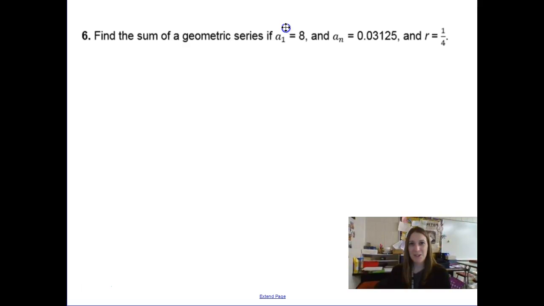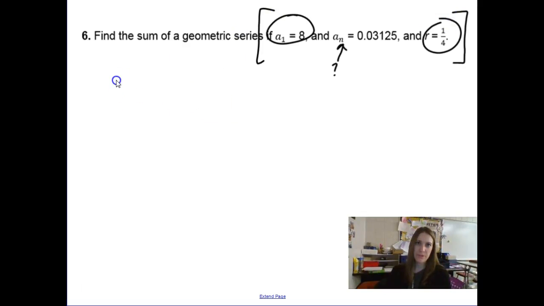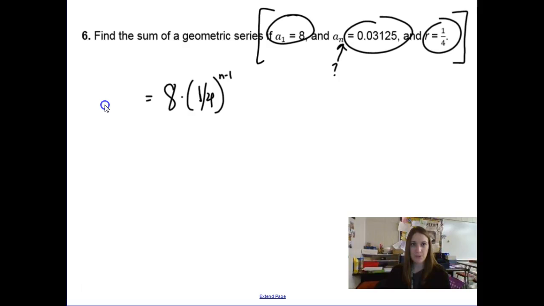Find the sum of the geometric series. Oh boy. So we have some mystery term here. I have my common ratio, and I have my first term. Okay, so let's think about these clues for a minute. Let's see if we can come up with a formula. So the first term is 8 times the common ratio, which is 1/4. You can write 0.25 if you want, to the n minus 1 power, which I do not know. I don't know what n is, at least. But I know the answer comes out to 0.03125.